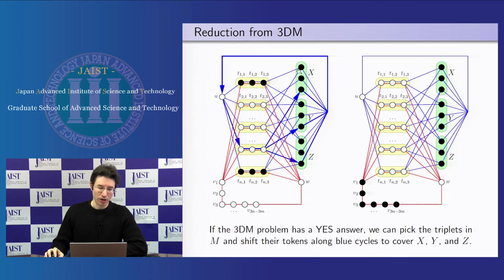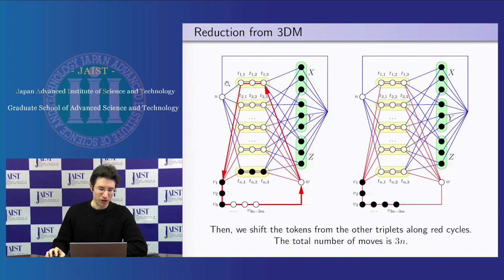And so this way we can cover all of the elements in X, Y, Z with black tokens. And now we're left with some other black tokens which we can shift along red cycles to the left, like this. And so if the 3DM instance has a yes answer, we can finish in 3m moves.